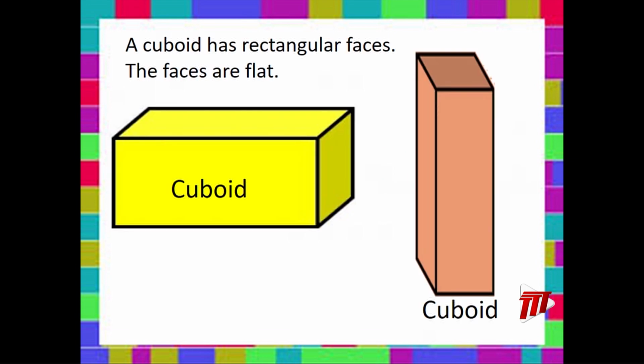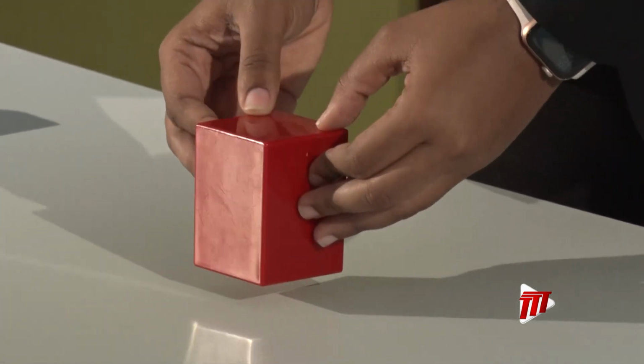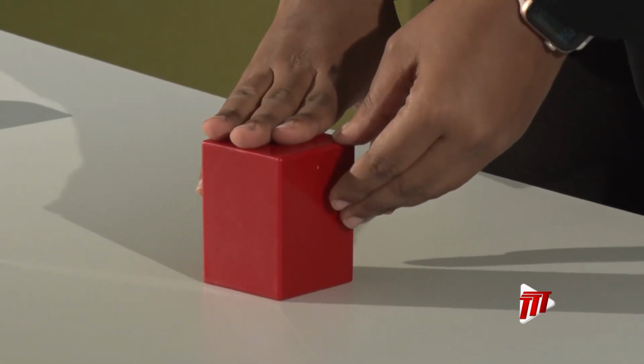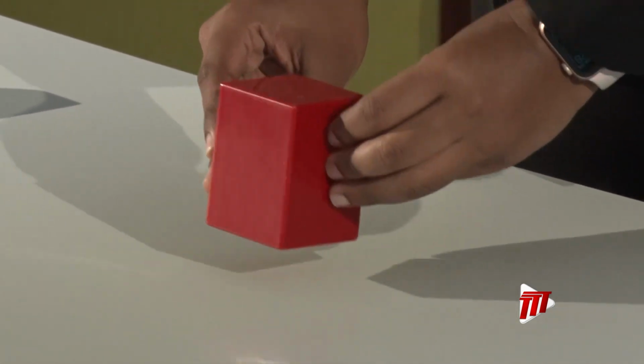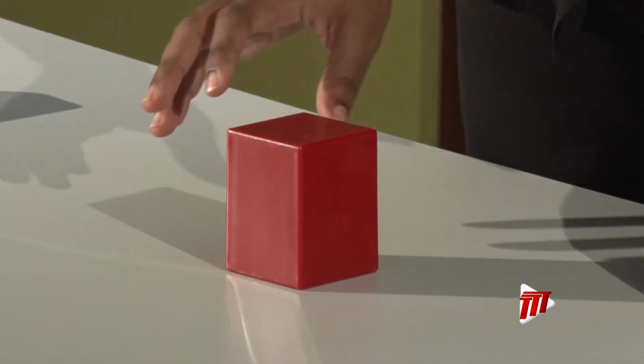We're going to look at our next shape, a cuboid. A cuboid has rectangular faces. The faces are flat. What do you notice about the cuboid? Are all the faces alike? That means the same. Or are they different? That's right. The faces are different.